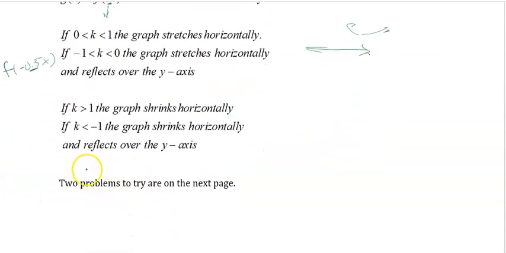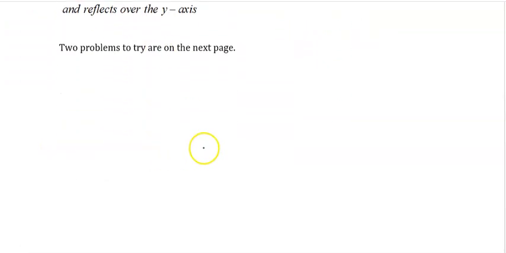So if the k is bigger than 1, the graph will compress horizontally, or shrink horizontally. It kind of gets pushed in, because whatever you graphed at x is 2 is now graphed at x is 1, for instance. And if k has an absolute value bigger than 1, if the number is less than negative 1, then its absolute value is bigger than 1. So if you have something bigger than 1 but it's also negative, then you're going to shrink horizontally and reflect over the y-axis. Again, you're just dividing the x-coordinates by k. That might be the simplest way to look at it, on a point-by-point basis. There are two problems for you to try on the next page. So let's go see what those are.